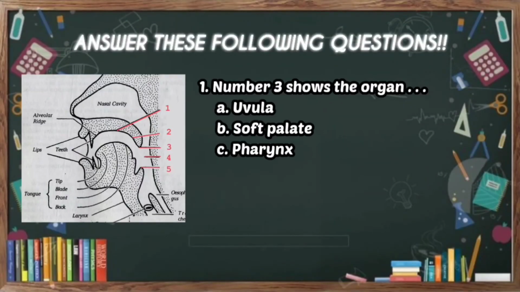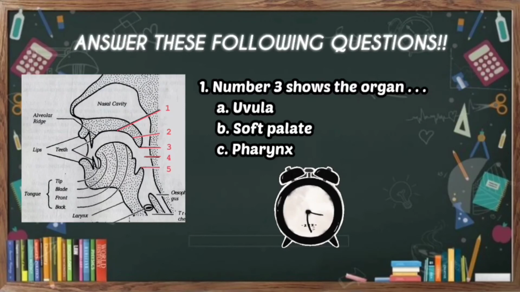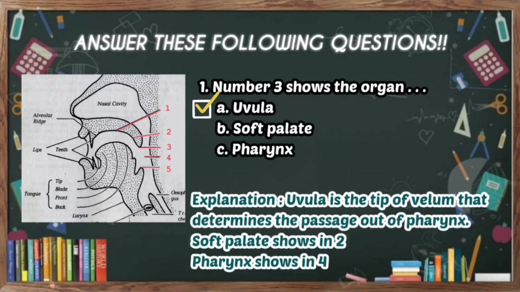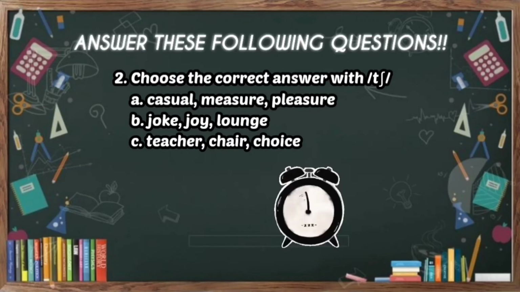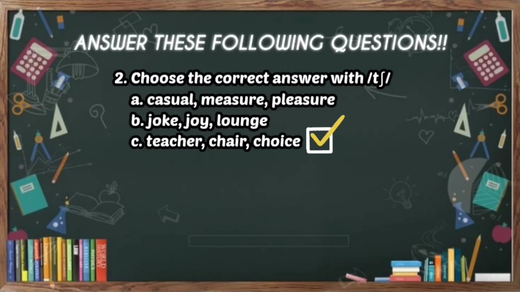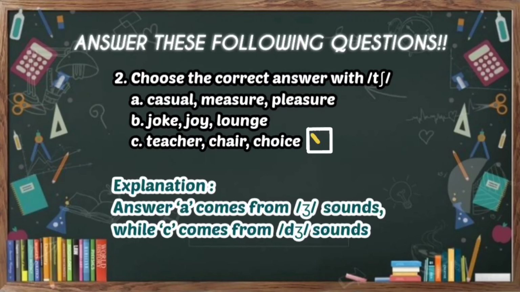Number 3 shows the organ uvula. Why? Because the uvula is the tip of the soft palate that determines the passage out of the pharynx, and the soft palate is shown in 2 and the pharynx is shown in 4. Number 2, choose the correct answer with ch. The answer is C, because answer A comes from the j sound, while C comes from the ch sound.